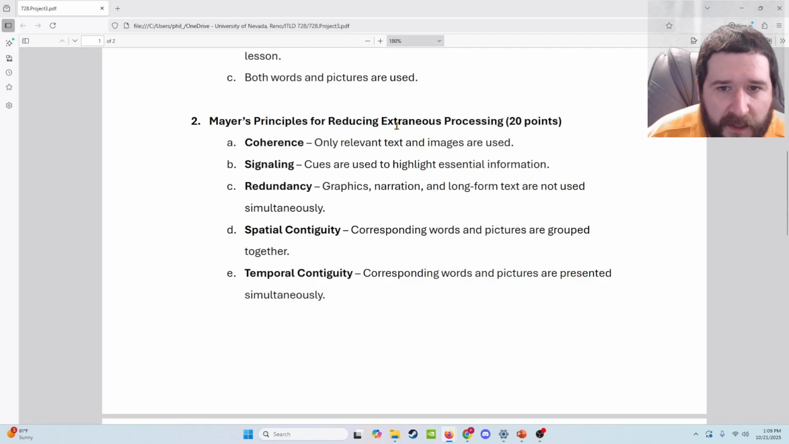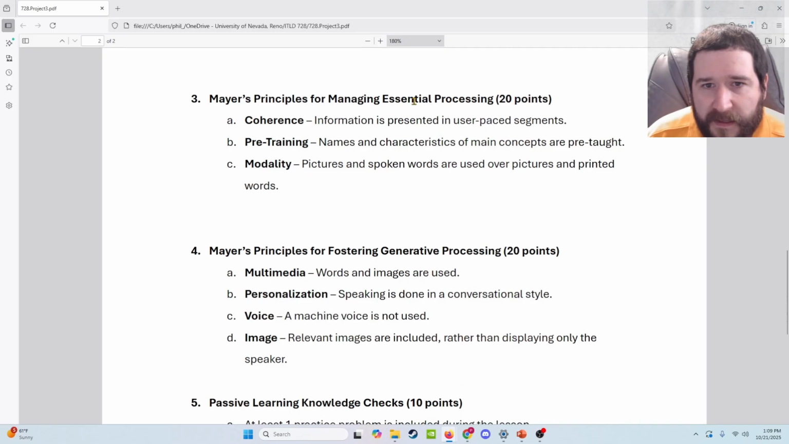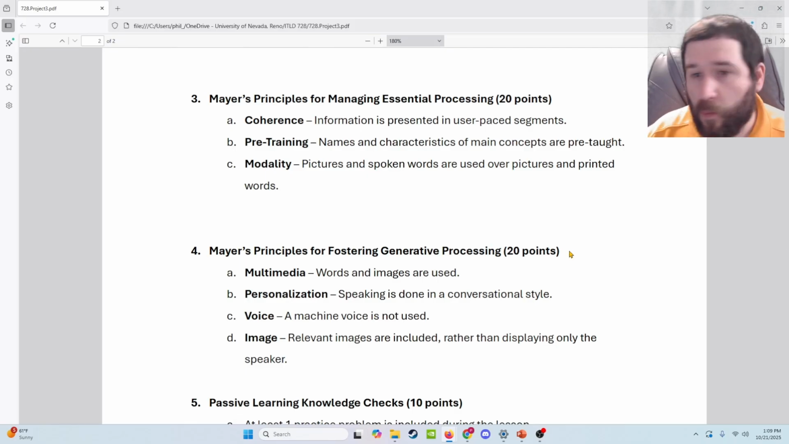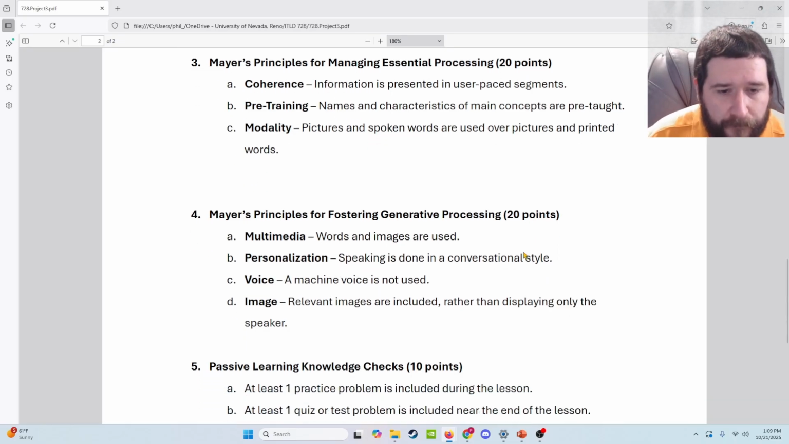So the extraneous processing is one category. The essential processing is another, as well as the generative processing. Okay, so I'm not going to reread all of those principles, but make sure you're looking them over. Make sure that in your work you've covered your bases. This is kind of a great checklist, I think, when you're making a multimedia document, to go through it and make sure your things are set up accordingly.